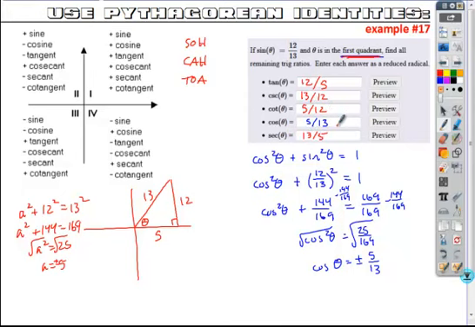Okay, so in the same amount of time as it took to find one value here, we were able to find all the values. So I definitely would encourage you to use this form.